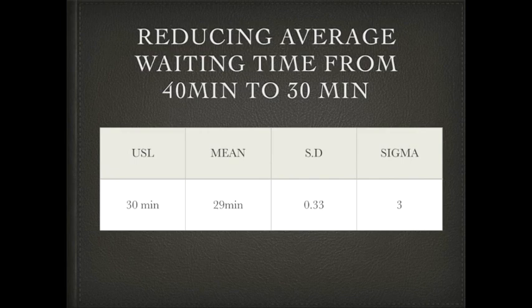So our target is 30 minutes. We are fixing that as our upper specification limit. Let us consider the mean value for us is 29 minutes, and the standard deviation is 0.33. Now the difference between the upper specification limit and the mean value is just 1 minute. In 1 minute, how many 0.33 could be accommodated? It is only 3. So the sigma level for this particular process is 3 sigma level.